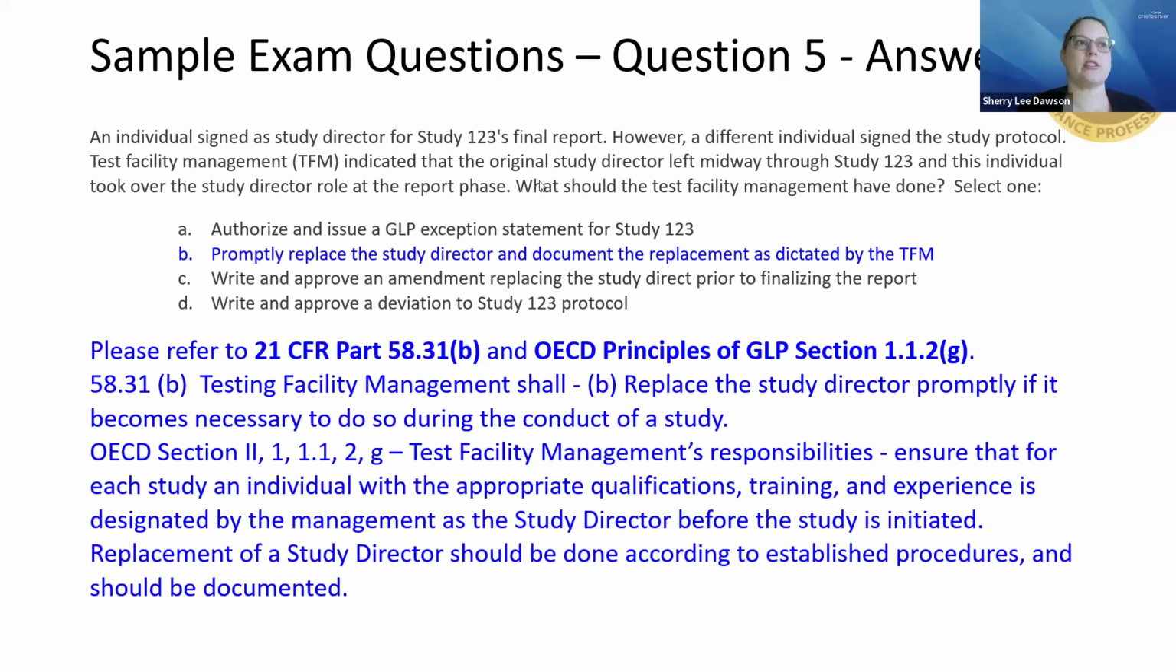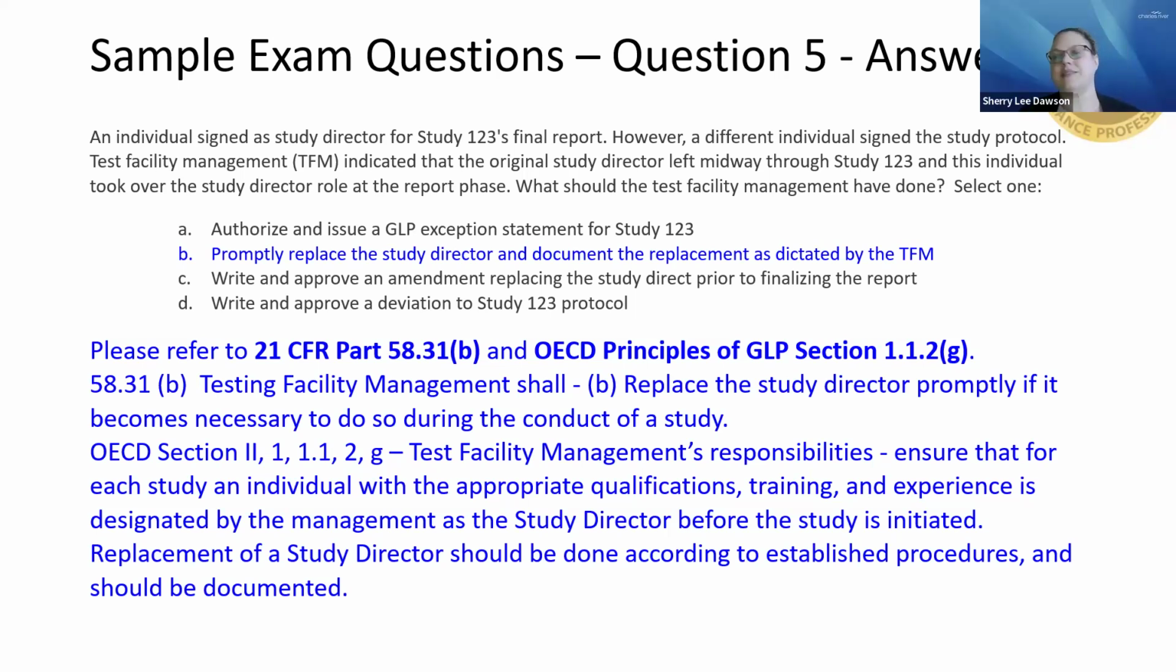So it still comes back to what should the TFM have done, not what you do now to address this problem. Once that person left in the middle of a study, there should have been a replacement. Most of us are used to expecting to see an amendment, but again, it's that prompt replacement. Perhaps some companies have a form, and once that form is issued, the new study director issues the amendment, but there's still an amendment that changes. So I'm not so sure that it isn't clear.